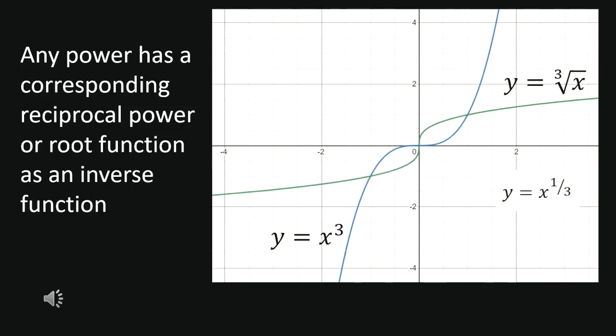Any power actually has an inverse, which is the reciprocal of the power. So x cubed, the cube root of x is the inverse function. You can also write the cube root of x as x to the 1/3 power. If I take x to the 4th, its inverse function will be the 4th root of x. You could also write that as x to the 1/4 power. If I have x to the 5th, the 5th root of x is the inverse function. I can also write that as x to the 1/5 power, etc. So any power function, the reciprocal of the power is its inverse.